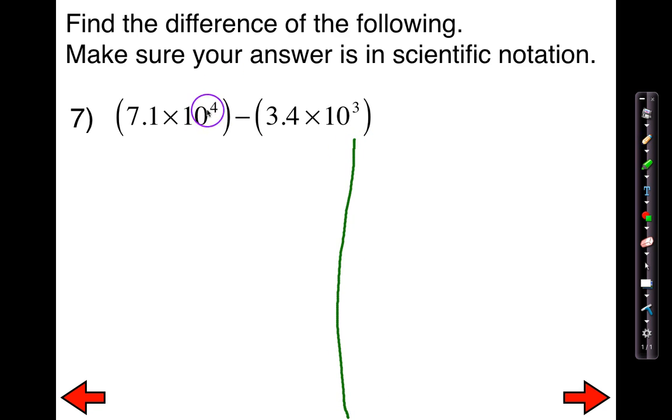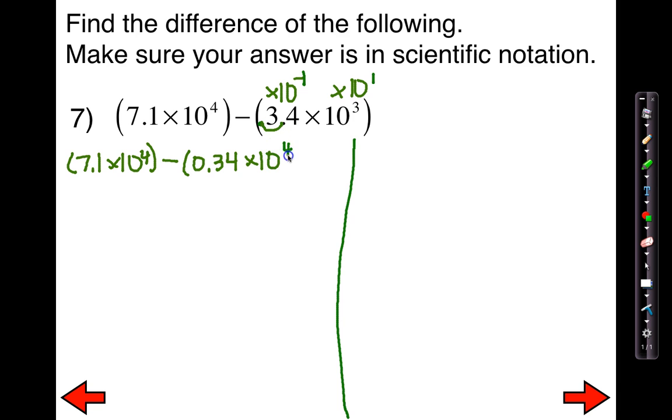So if I wanted to turn both into a power of 4, I am going to just keep 7.1 times 10 to the 4th minus, now this is going to have to change. In order to make this 10 to the 4th power, I'm going to have to multiply this by 10 to the 1st. So to adjust this, I would have to multiply this by 10 to the negative 1st, which will move the decimal once over to the left. So now I'm going to have 0.34 times 10 to the 4th.